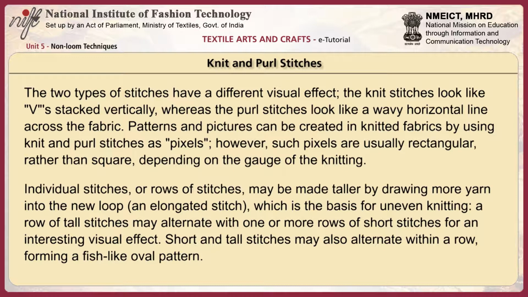Individual stitches or rows of stitches may be made taller by drawing more yarn into the new loop, an elongated stitch, which is the basis for uneven knitting. A row of tall stitches may alternate with one or more rows of short stitches for an interesting visual effect. Short and tall stitches may also alternate within a row, forming a fish-like oval pattern.